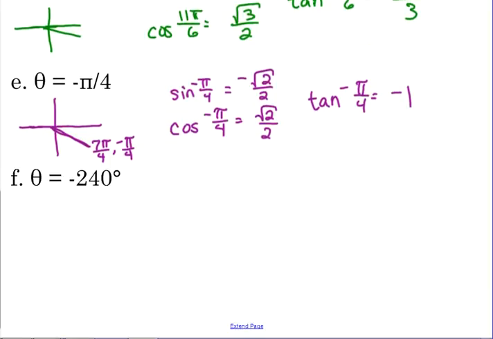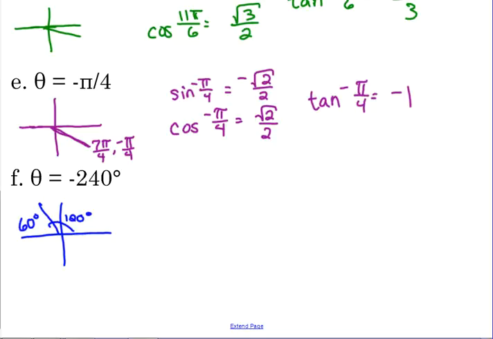Okay, so negative 240 degrees. Find positive 240 degrees. That would be in the third quadrant, and go directly above it. So negative 240 is the same as 120. We're in the second quadrant with a reference angle of 60 degrees.